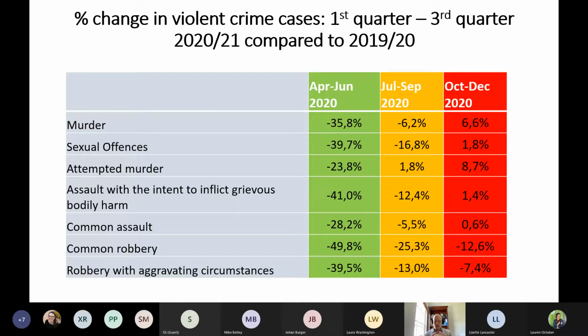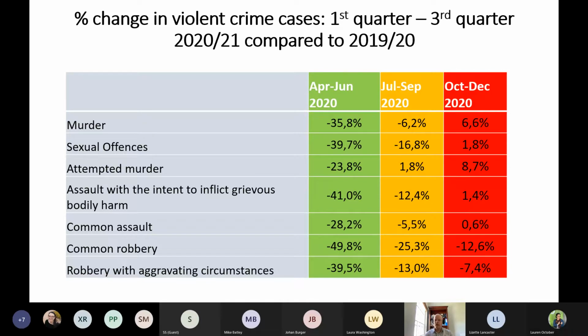What's quite interesting is that if we look at crime data for 2020 and compare it to the same period in 2019, some very interesting differences emerge. This is data that's pulled right out of the SAPS's crime data.